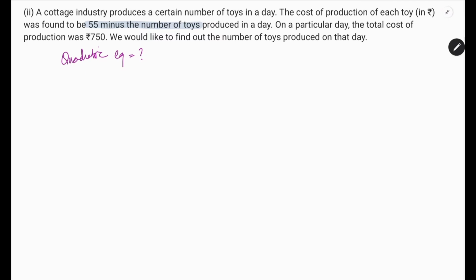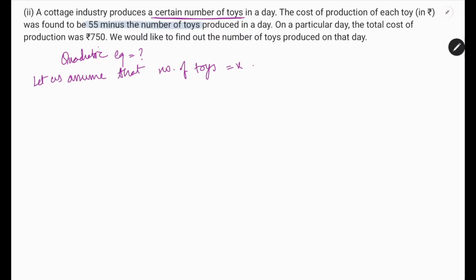Here, a cottage industry produces a certain number of toys. So what is asked? What is that number of toys? Now, let us assume that the number of toys the cottage industry produces is x.